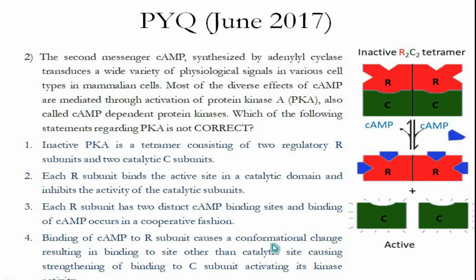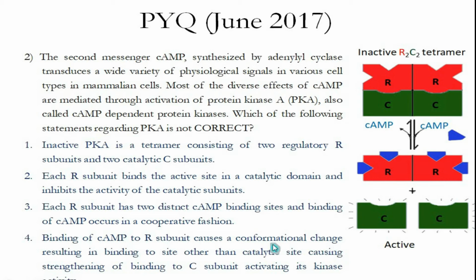The second question. This is also a previous question. The second messenger cyclic AMP, synthesized by adenylyl cyclase, transduces a wide variety of physiological signals in various cell types in mammalian cells. Most of the diverse effects of cyclic AMP are mediated through activation of protein kinase A, also known as cyclic AMP dependent protein kinase. Which of the following statements regarding this protein kinase A is not correct?